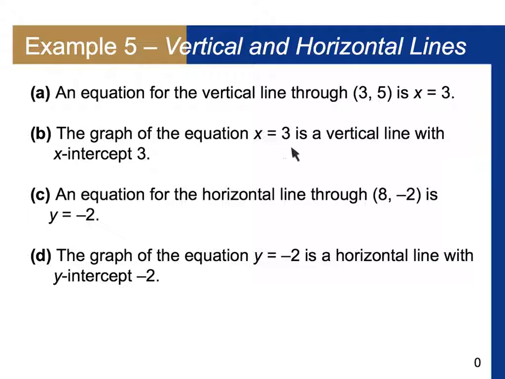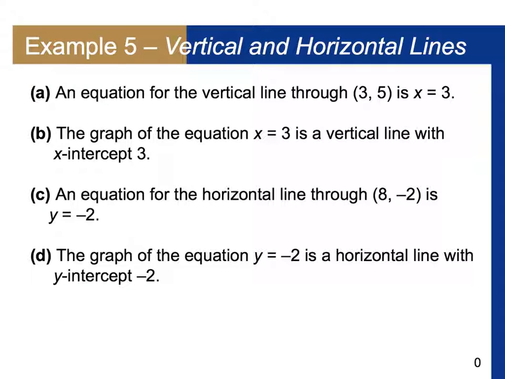The graph of the equation x equals 3 is a vertical line with x-intercept 3, so it's going to cross the x-axis at 3. An equation for the horizontal line through 8, minus 2 is going to be horizontal, so we're going to use y. Y is -2. So the graph of that equation is a horizontal line with a y-intercept of -2.